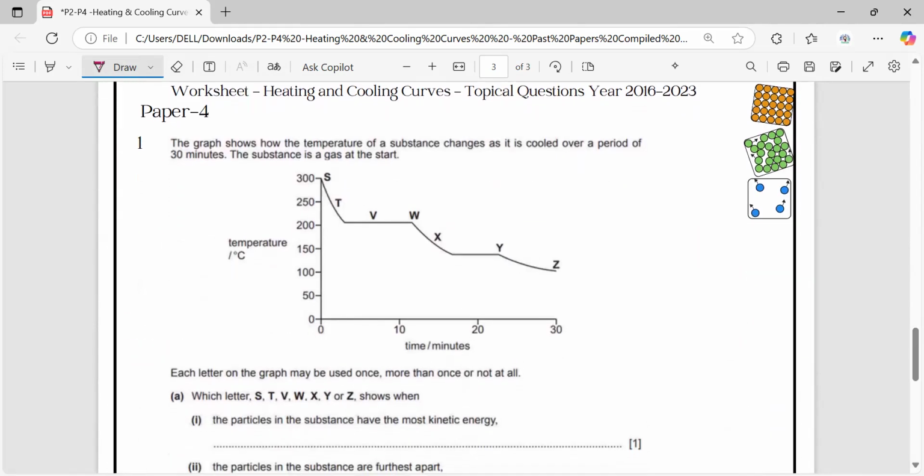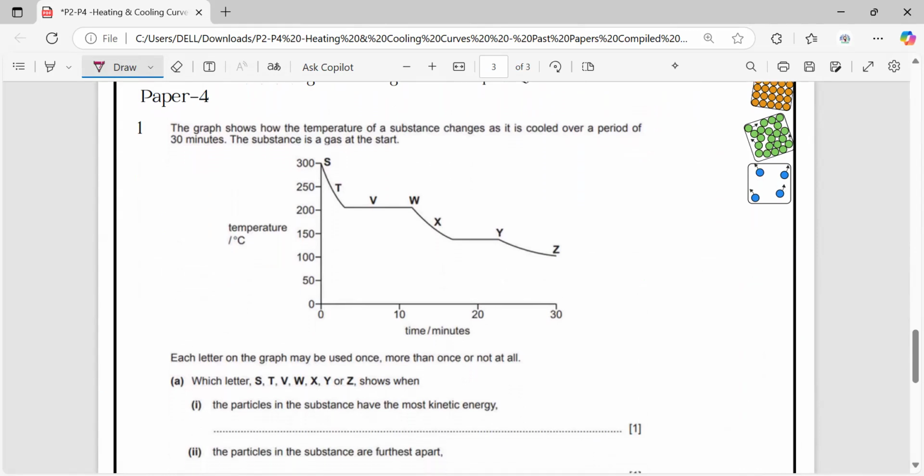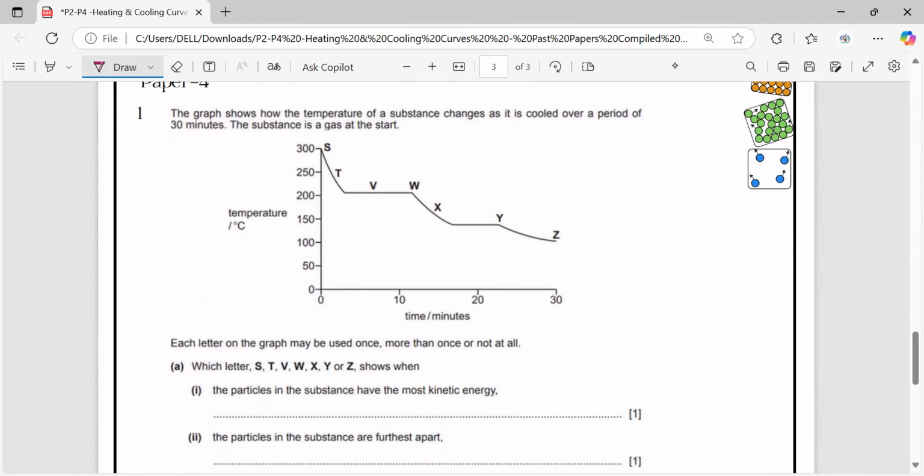Then we have some P4 questions, structured questions. Let's see. The graph shows how the temperature of the substance changes as it is cooled over a period of 30 minutes. So it's a cooling curve. The temperature is going down. And as I told you, when there is a phase change, the temperature remains the same.